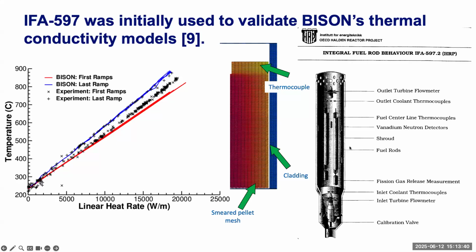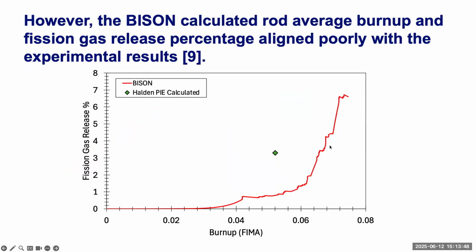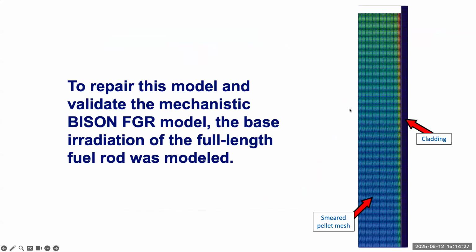And here you can see pictured just an idea of what the experiment looks like. We have fuel rods in here in this kind of test chamber. Now, the only problem with this benchmark model or validation model in the BISON repository is that it was used to calculate the rod average burnup and fission gas release percentage. And the rod average burnup actually lined up fairly poorly with the experimental result. You can see the 3.3% here, and BISON finishing after the 12 years plus a few days of irradiation way out here. So I set out to repair this model, update it with the newer models and mechanical properties, et cetera, that are available in BISON.